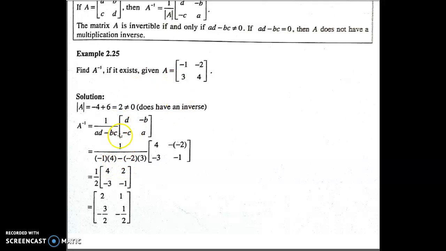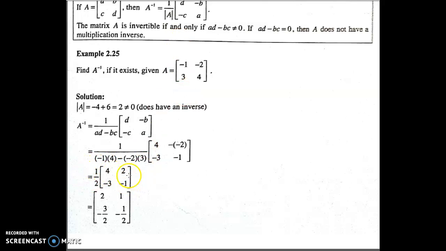So for D, we input 4. For -B, we have B here as 2, so with the negative it becomes -2. And for -C, we input it as -3. And for this area here, it is A, which is -1, so -1.